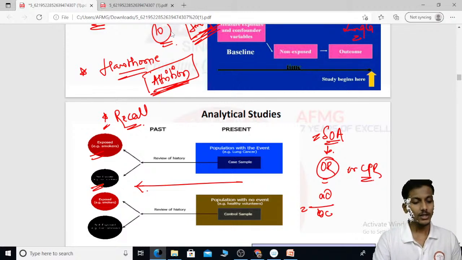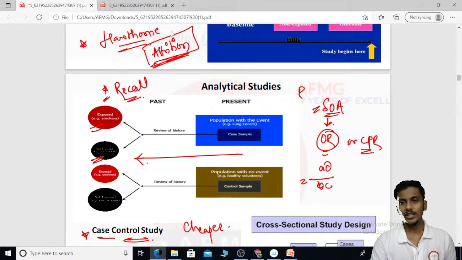Can anybody tell me which is the study out of these two which is used for rare diseases? Whether it is cohort study or case control study, which is the important study which is used for assessing the rare diseases? Important question which has been asked earlier in the examinations. So please remember, guys, in cases of rare diseases, usually you prefer case control study.